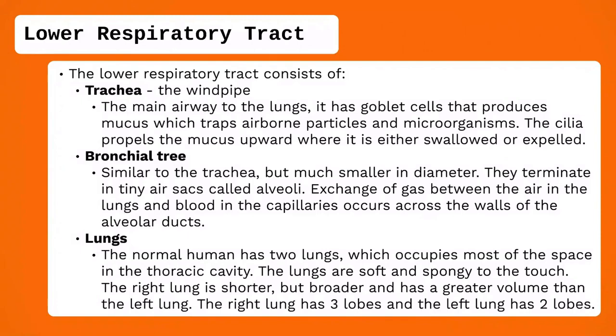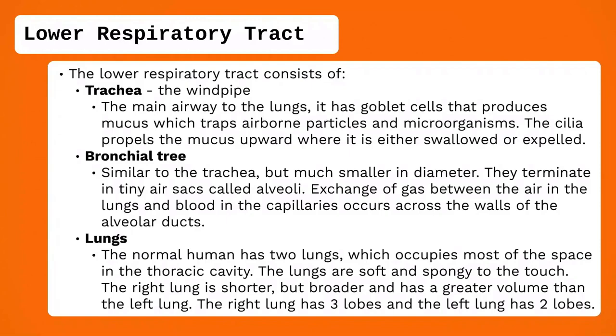Then we have our bronchial tree, which is similar to the trachea, but much smaller in diameter. They terminate in tiny little air sacs called alveoli. Exchange of gas between the air in the lungs and blood in the capillaries occurs across the walls of the alveolar ducts. Then finally we have our lungs.